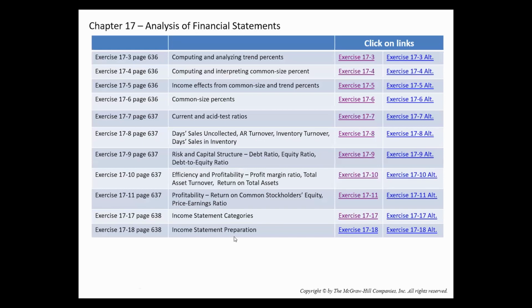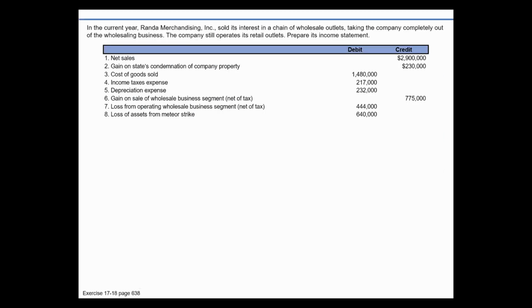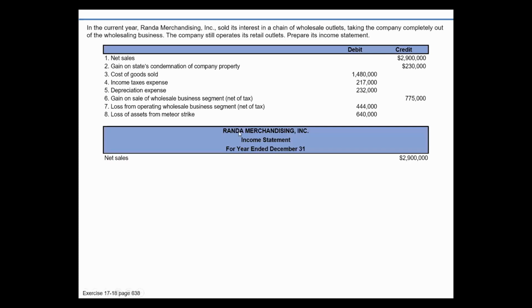Income statement preparation. So in the current year, Random Merchandising Inc. sold its interest in a chain of wholesale outlets, taking the company completely out of the wholesaling business. The company still operates its retail outlets, and so will prepare its income statement. Again, you'd set up your heading. So the name of the company, which is Random Merchandising Inc., and this is our income statement for the year ended December 31st. So we have net sales of $2,900,000, and then we have our expenses. So our expenses are the cost of goods sold, depreciation expense, and our total. So we add those up, get our total operating expense.